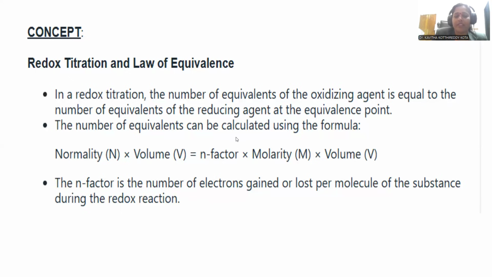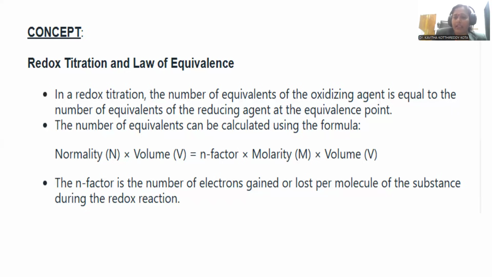The number of equivalents can be calculated by using the formula: normality into volume is equal to N factor into molarity into volume, right? So there is a conversion factor. Normality multiplied with volume is equal to N factor into molarity into volume. Here, a new term, N factor, is indicated. That N factor is nothing but the electrons gained or lost during the process of redox reaction. For example, if you are losing 2 electrons, the value of N factor will become 2.